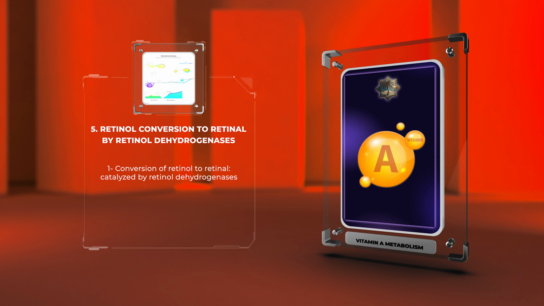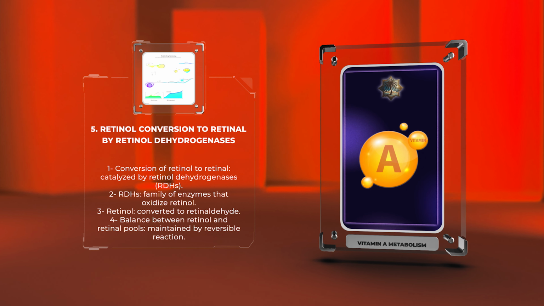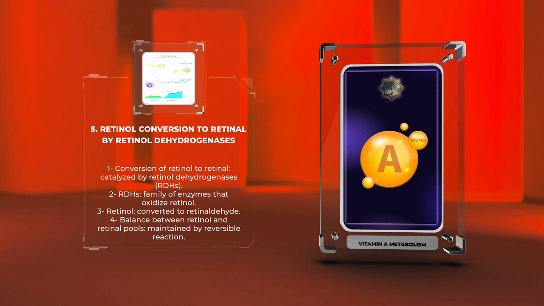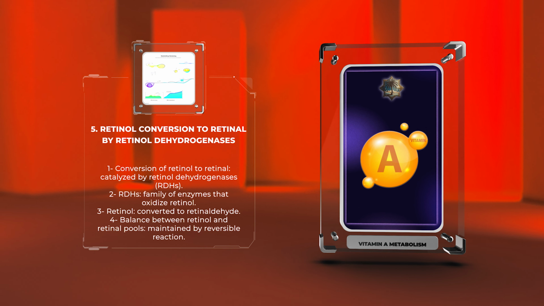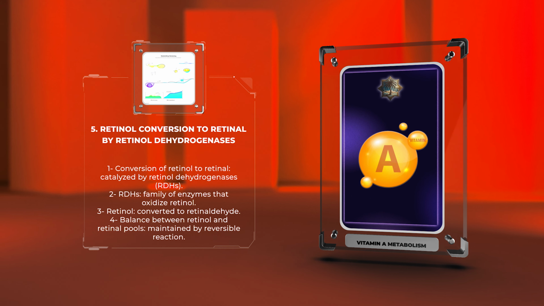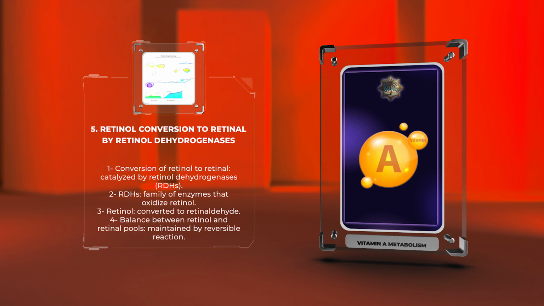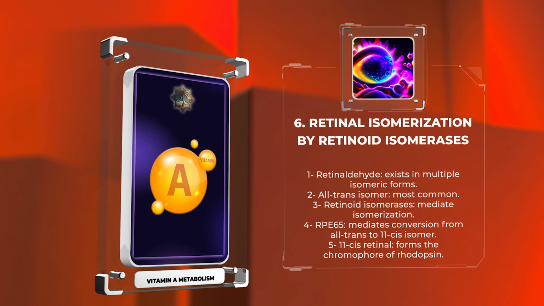One of the key steps in retinoid metabolism is the conversion of retinol to retinaldehyde, which is catalyzed by retinol dehydrogenases, RDHs. RDHs are a family of enzymes that oxidize retinol, resulting in the production of retinaldehyde. This reaction is reversible and plays a vital role in maintaining the balance between retinol and retinaldehyde pools in cells. Retinaldehyde exists in multiple isomeric forms, with the all-trans isomer being the most common.